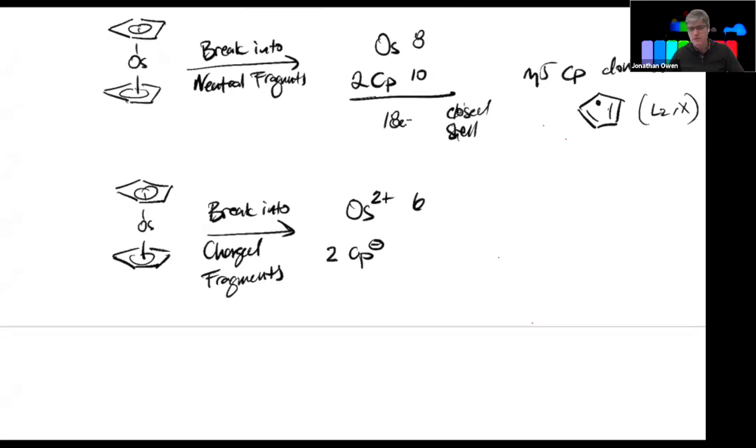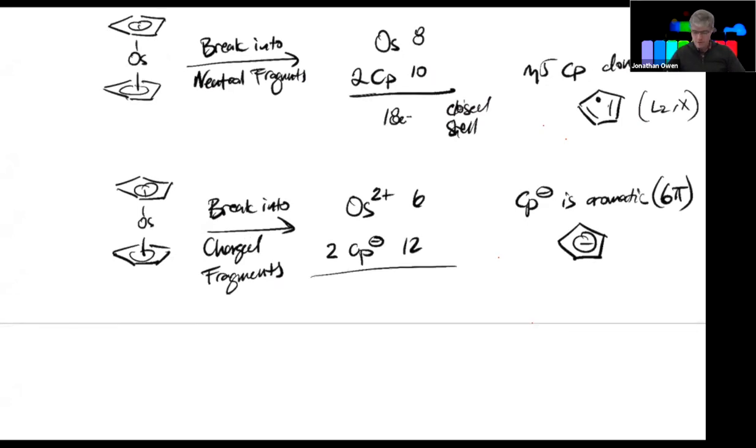How many electrons per Cp anion? Well, you might know that Cp anion is aromatic. So it has 6 pi electrons. So 2 of those is going to be 12 electrons total. Add those up, and you get 18 electrons again. So it returns the same answer.